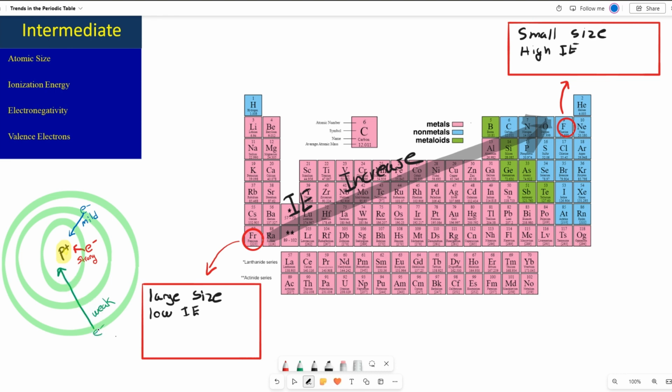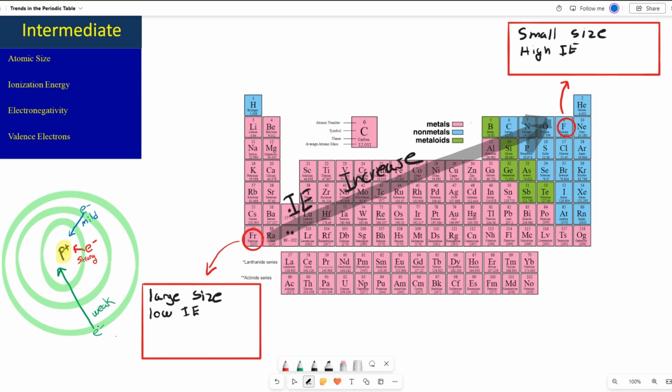So if you have a large atom, the valence electrons are pretty far away from the protons in the nucleus. So therefore, they're going to feel a very weak pull on them from the nucleus, which means one of the electrons in the valence shell in a large atom can very easily be pulled out or pulled away from that atom.